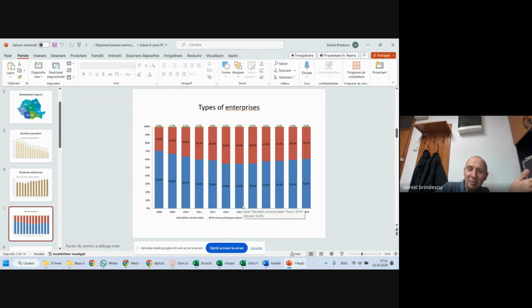These are the main types of enterprises. For sure, most of them, as you can see, about 60% are commercial companies, and on the second place, authorized physical persons. There are important differences because, well, for many reasons, but one important reason is related to the accounting system.